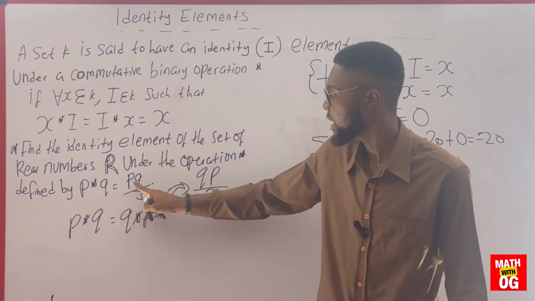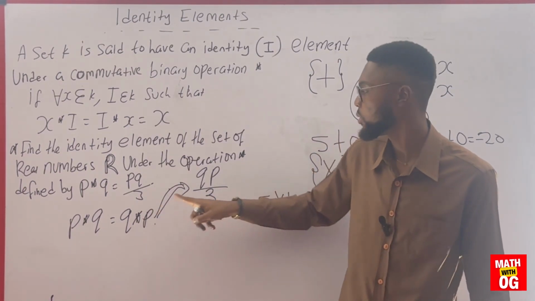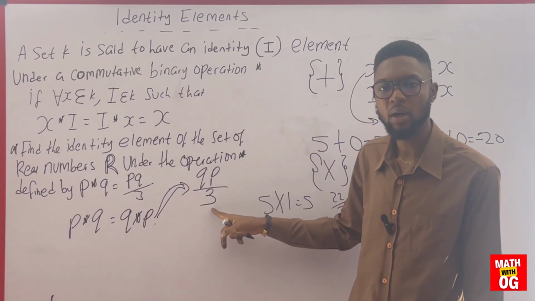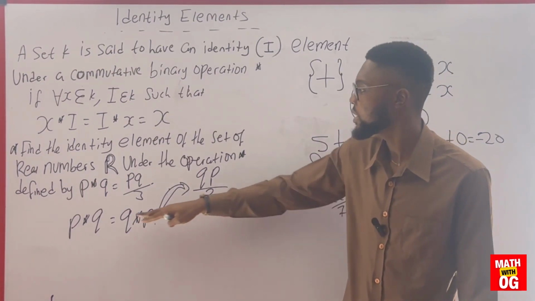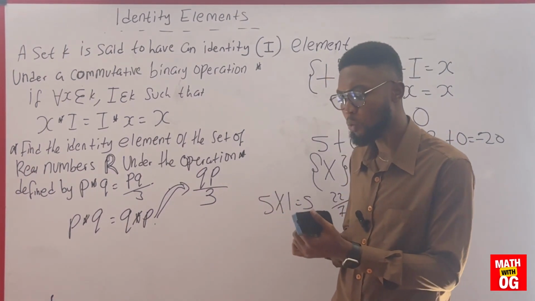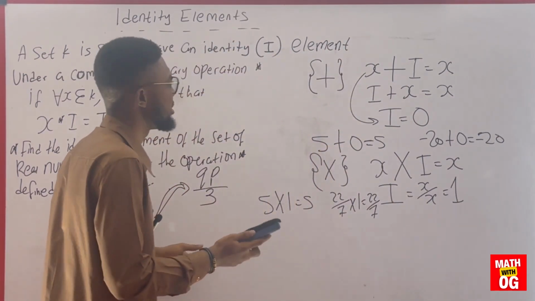So if P is 20 and Q is 7, this will be 20 times 7 over 3, which is 140 over 3. This will be 7 times 20 over 3, which is also 140 over 3. So you can see that this operation is actually commutative. Now that we know that it is commutative, what is the identity element?